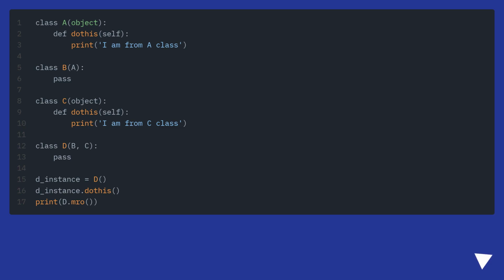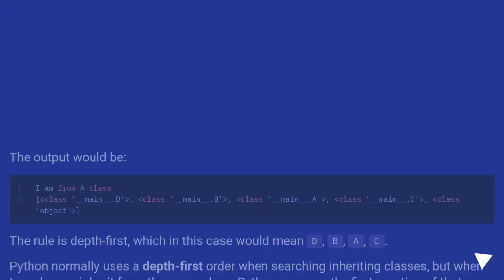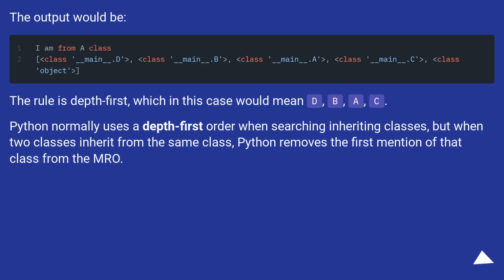This would perhaps show the order of resolution. The output would be: the rule is depth first, which in this case would mean D, B, A, C.